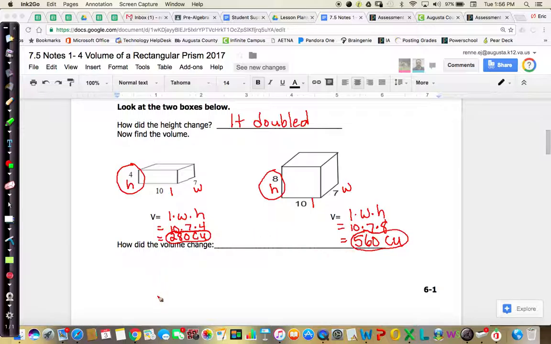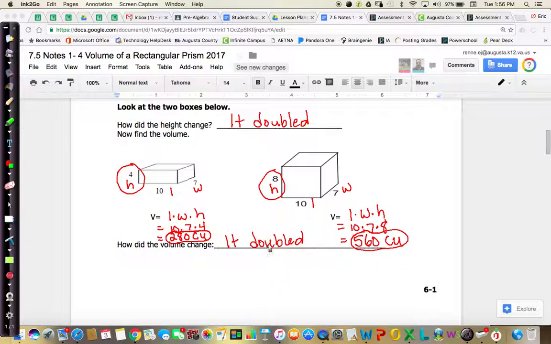So now we have to answer this question. How did the volume change? So it went from 280 to 560. And hopefully you noticed that the volume doubled. So we can once again say it doubled. So we've discovered if we change one of the attributes, and the attribute we changed here is the height, so if we double the height, then it changes the volume by the same amount. So that's why the volume also doubled.